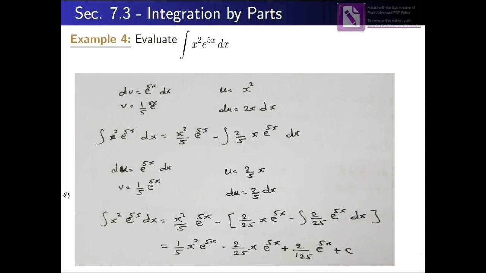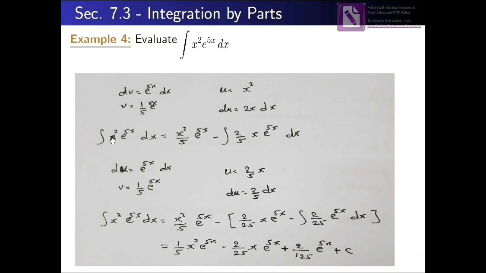So here we choose dv equal to exponential of 5x dx, and u equal to x squared. From dv we get that v is equal to 1 over 5 exponential 5x, and du is equal to the derivative of x squared, which is 2x dx.